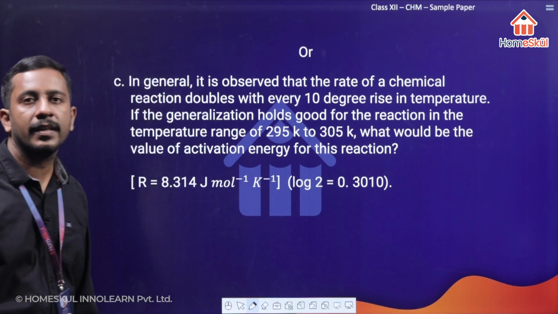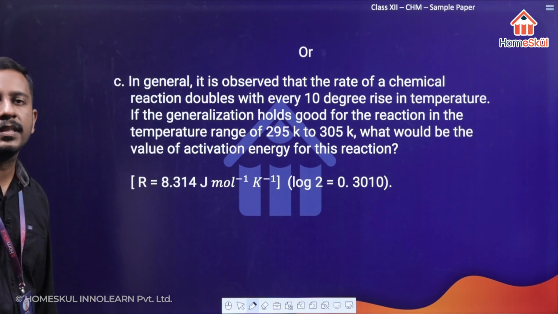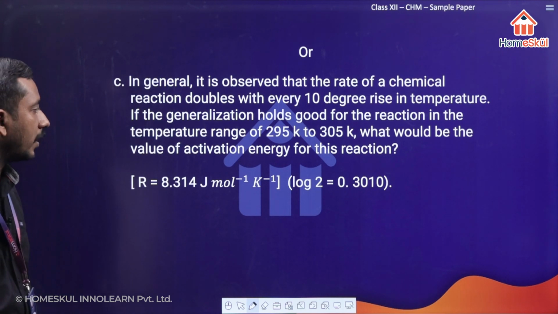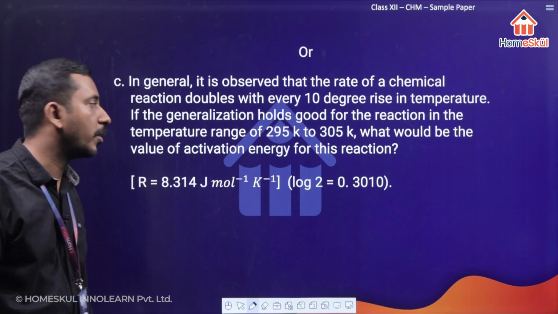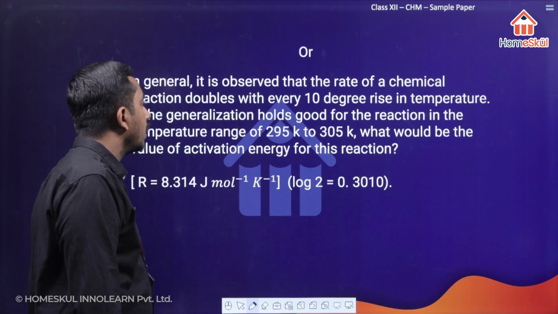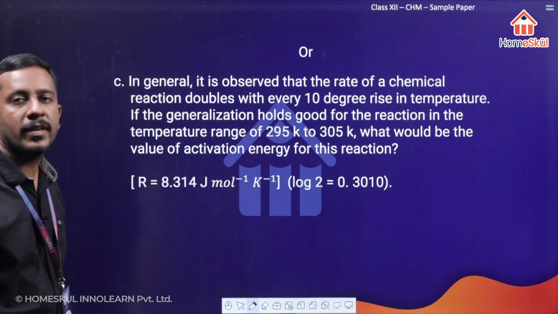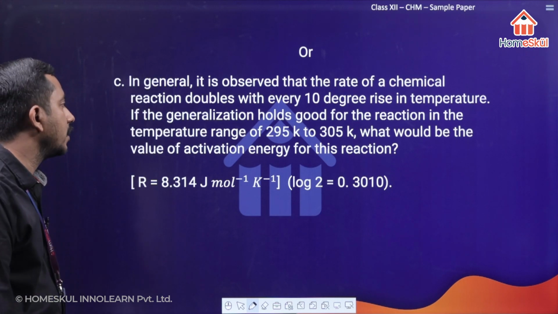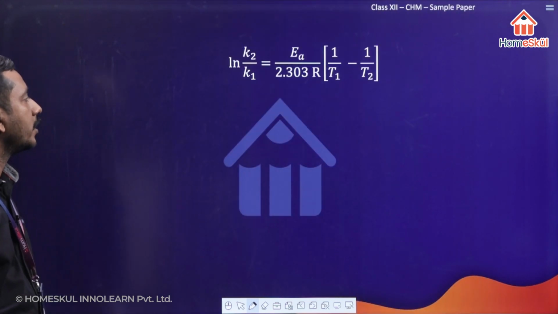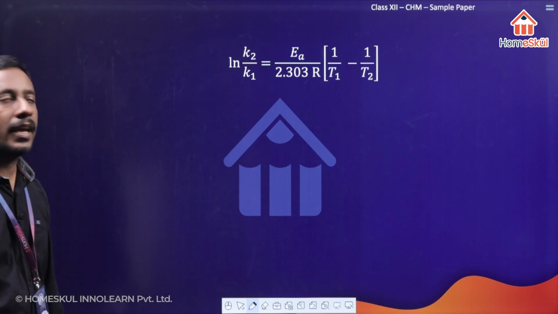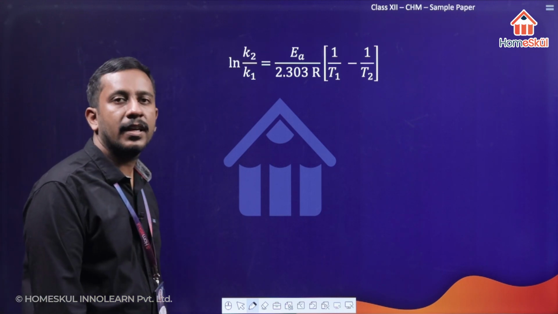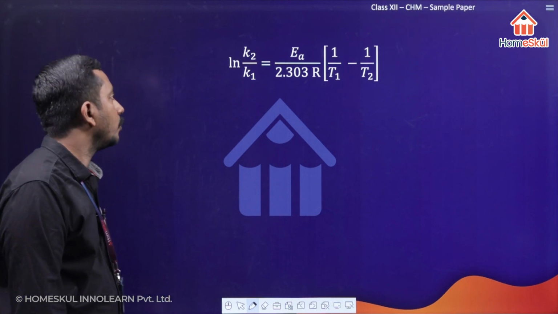So we have to compare the rate constants at two different temperatures and find the value of activation energy. The known constants are given. The value of R is 8.314 and the value of log 2 is 0.3010. For that we can use the equation which goes like log K2 by K1 is equal to EA by 2.303 R into 1 by T1 minus 1 by T2.